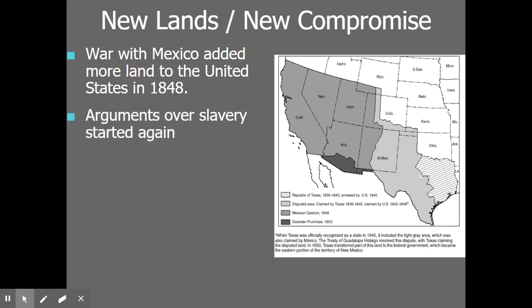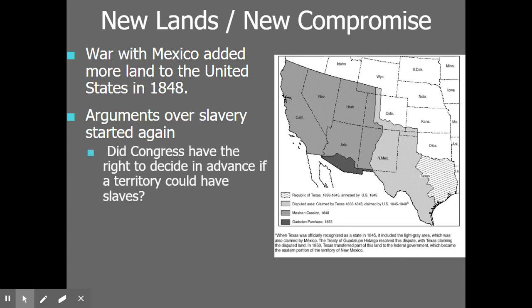So now we got all this new territory. That territory is going to start organizing itself into states. And this is new territory that the whole Missouri Compromise line isn't really going to help with. It's not going to solve all of these issues. So arguments over slavery start again.